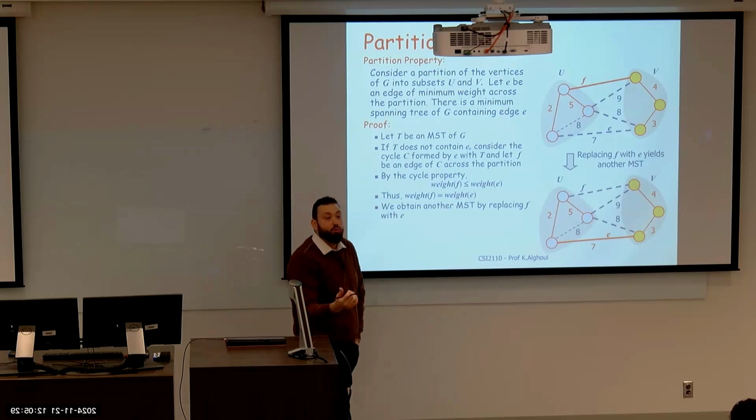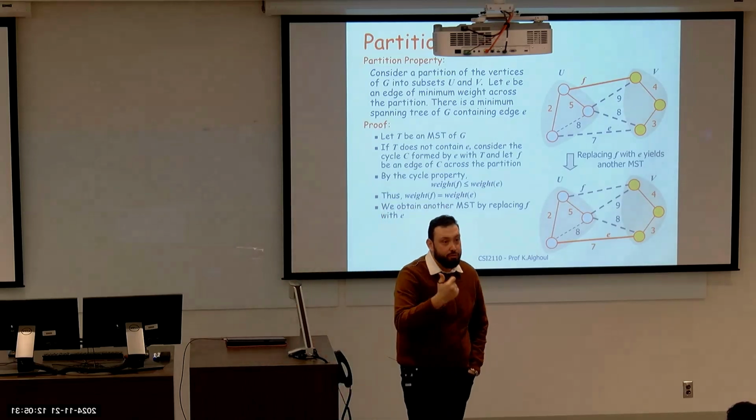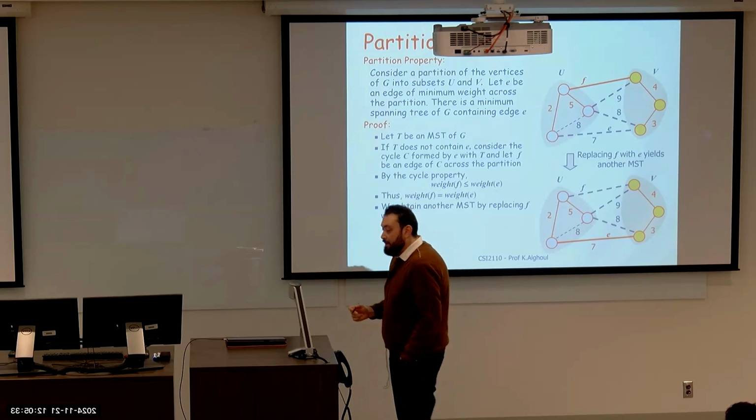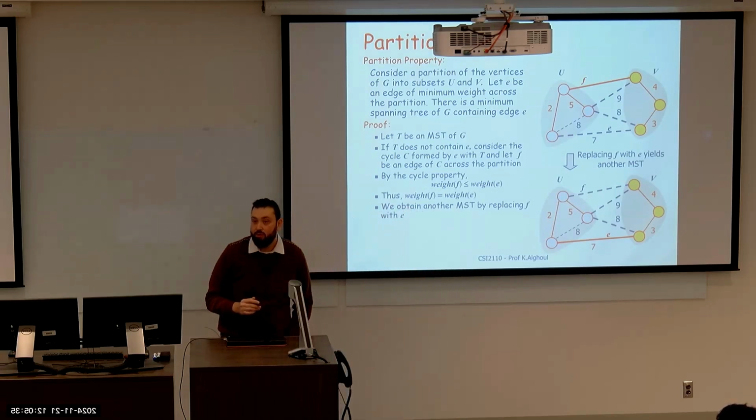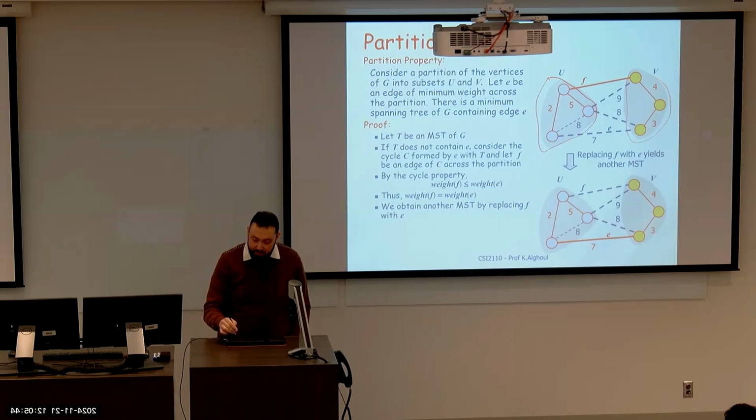Now the other one, which we'll be using for Kruskal, is called the partition property. What do you mean by this? Let's assume these are one component, and this is another cloud here. This is a partition, and you have to choose one of the edges.